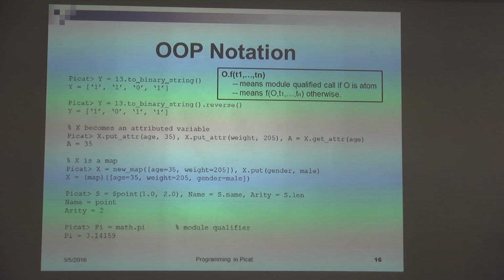And Picat also supports dot notation for chaining function calls. So O.f(something). If O is an atom, then it is a module qualified call, and O must be a module name. Otherwise it is just a different notation for this predicate or function call. It's pretty convenient actually. A lot of users like this. You can have many function calls, you can chain them.